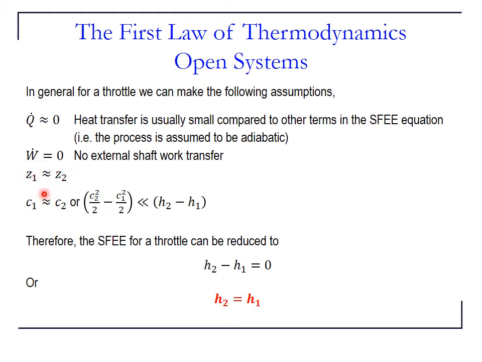If we apply all these assumptions, we get a very easy final equation for a throttle. It basically means that the inlet and outlet enthalpy have exactly the same value. That's a very simplified form for the throttle.